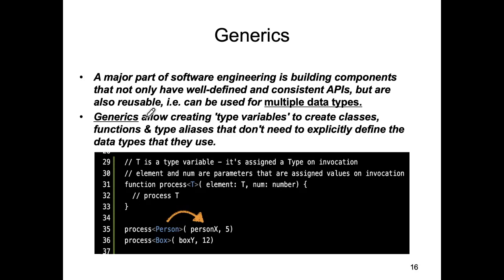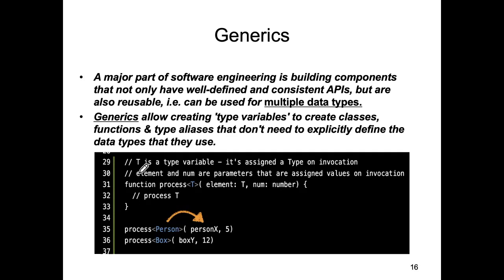Similarly with classes. We have this notion of a type variable, which sounds contradictory because up to now I've made a distinction between a type and a variable, but we have this concept of a type variable in generics. It allows us to create classes or functions or even type aliases that don't need to explicitly define the data types that they use. Sounds like a bit of a tongue twister and a circular argument, but it is a very powerful feature, and we see it quite a lot actually.